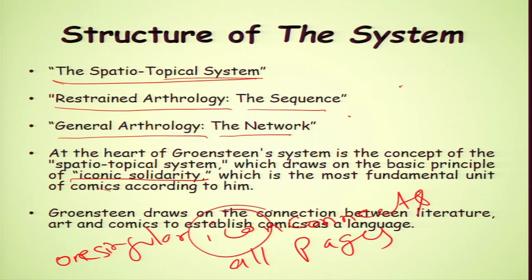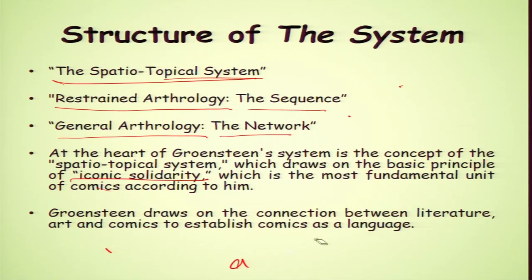So one icon is moving from one icon to another icon in all pages, and they all are connected to each other in some way or the other, and that is why it is called iconic solidarity, right? So Groensteen is trying to simplify the entire process of defining. He brings a connection between literature, art and comics to establish comics as a language, right? How are we going to know? How are we going to read the language called comics?